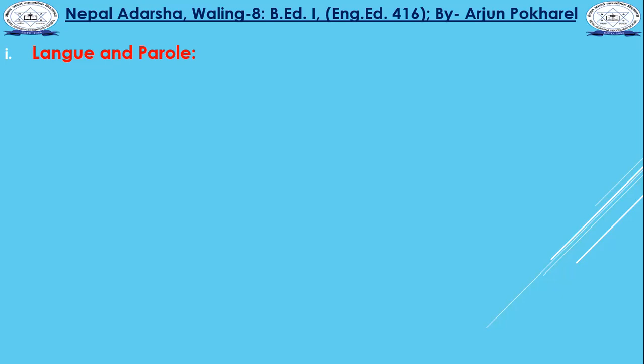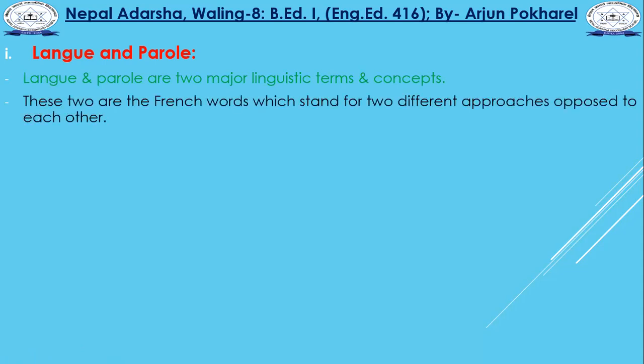Now, langue and parole, we did before. Langue is the total knowledge of language, and parole is the act of speaking or writing, as we did before. Langue and parole are two different concepts, two different dichotomies in language and linguistics. They are the two major linguistic terms. These two are French words which stand for two different approaches opposed to each other. One opposes the other. Langue is opposite to parole, and parole is opposite to langue. They are not the same things. They are different things.